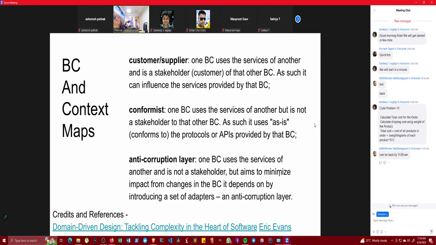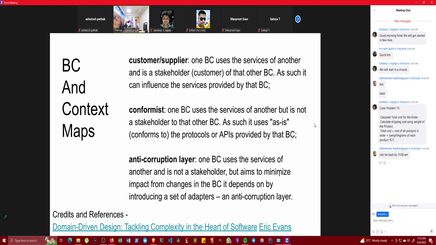The next one is the conformist. Again, one bounded context uses the services of another, but it just uses its assets. It's not a stakeholder. It just uses it as it is available. Let's say we have a product catalog context and the inventory context. The inventory context just provides the details of the number of items available in the inventory for a particular product, and the catalog just uses it as such.